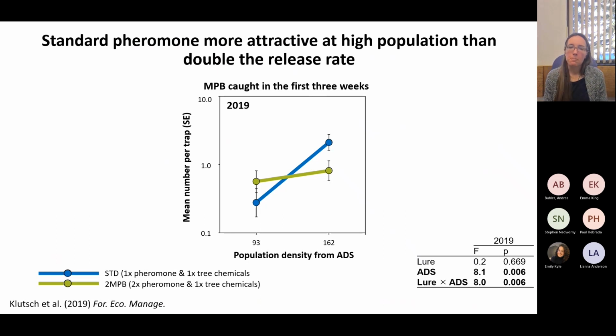north of Whitecourt. And so we found that when you are in a high population situation, high relative to Alberta standards, or at least the eastern edge of Alberta standards, we had higher catches when you used the standard pheromone. But when you were at lower populations, like very low, we found that increasing the transverbenol, so the amount of pheromone that the beetles make, increased our catches.